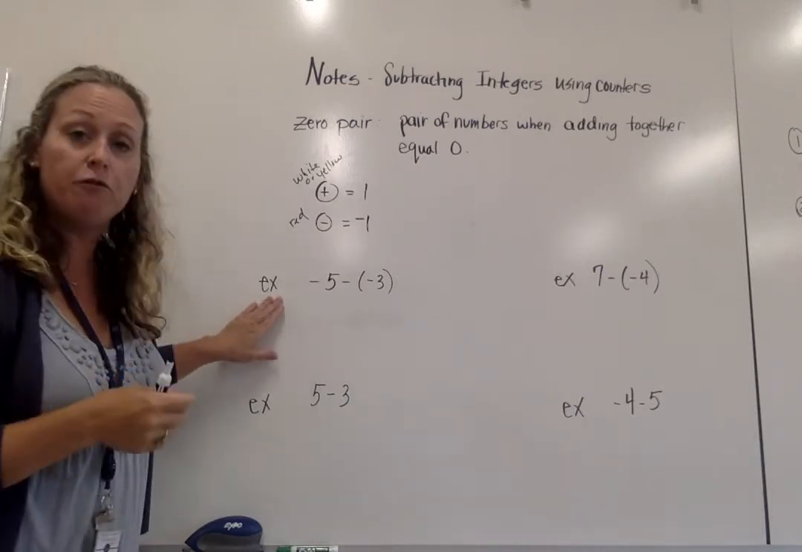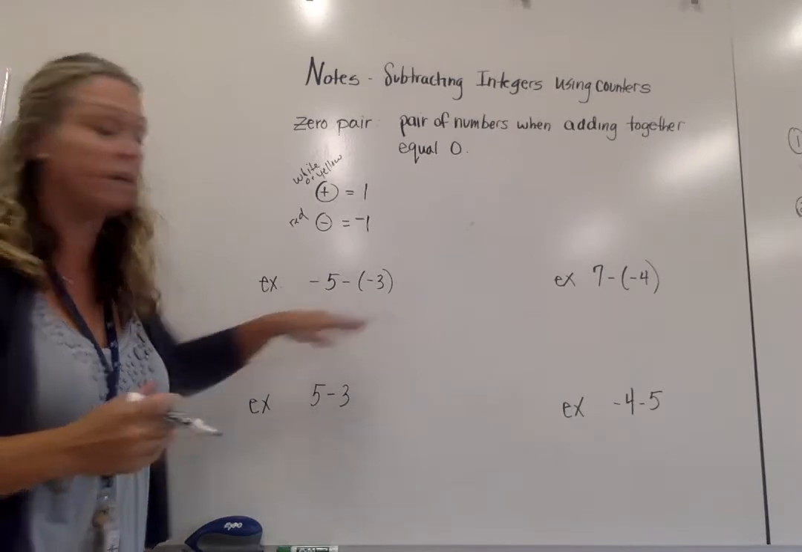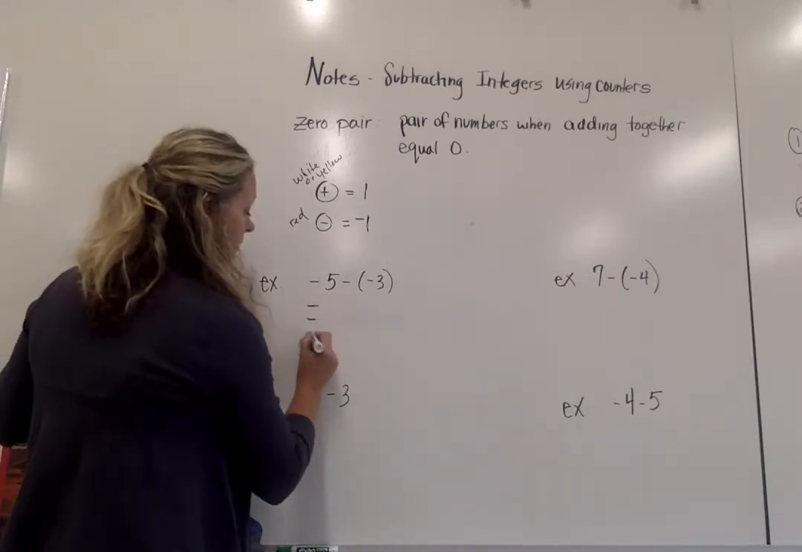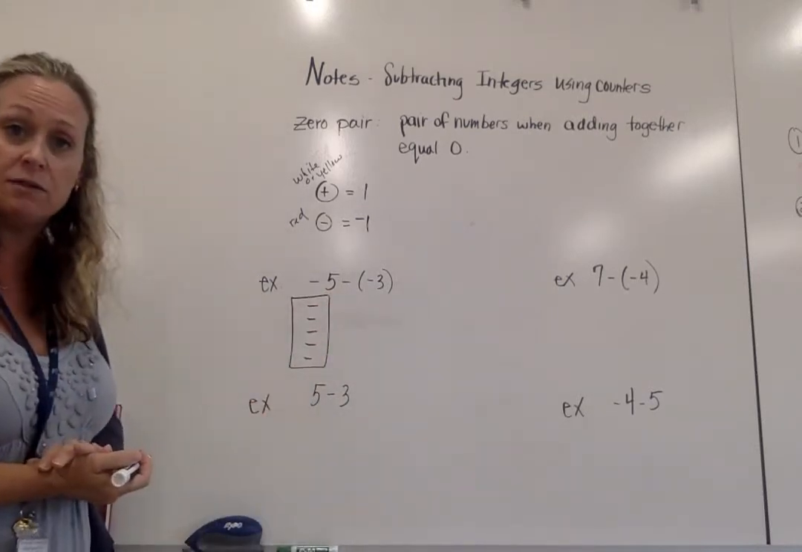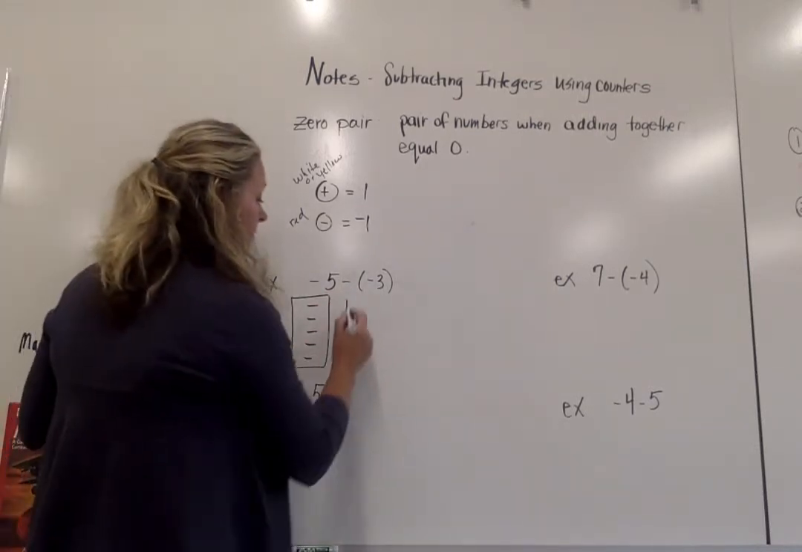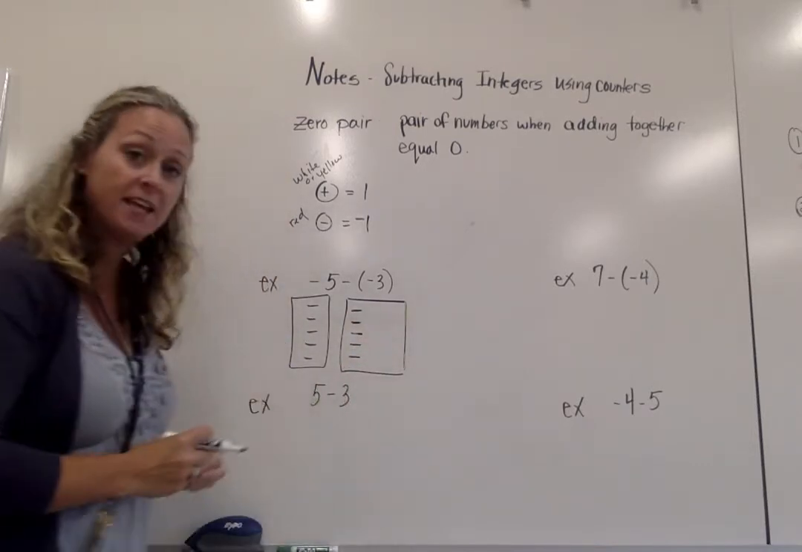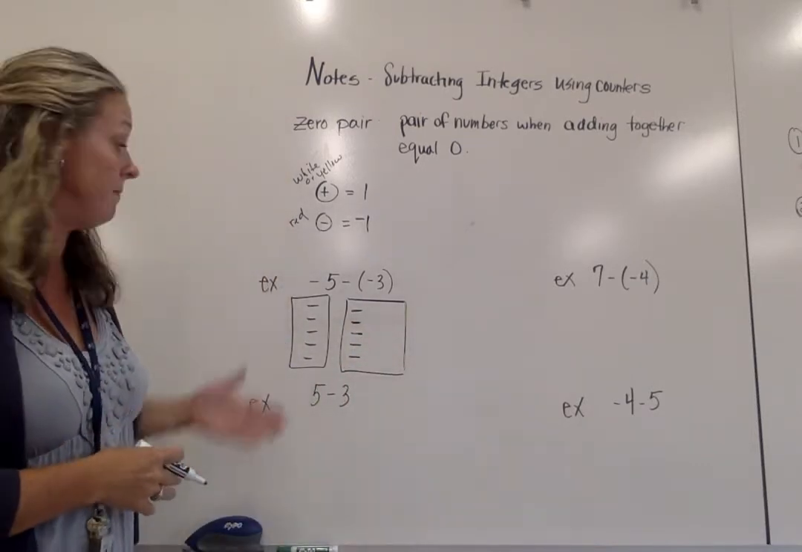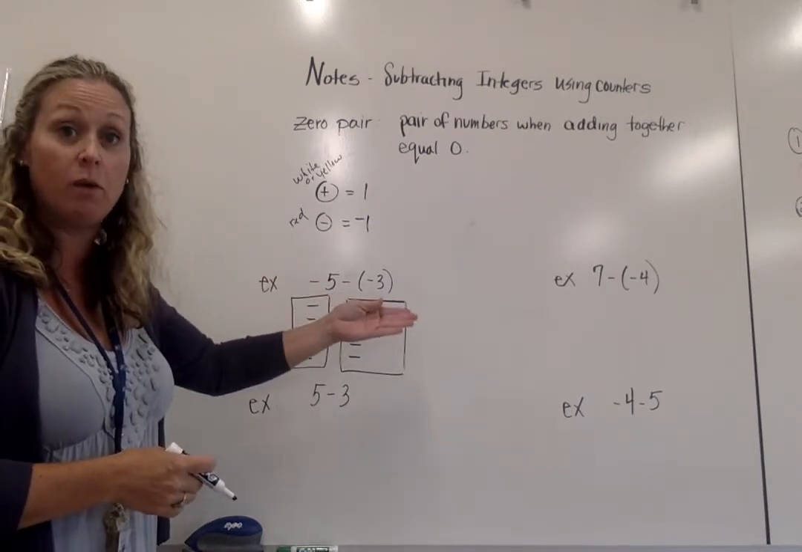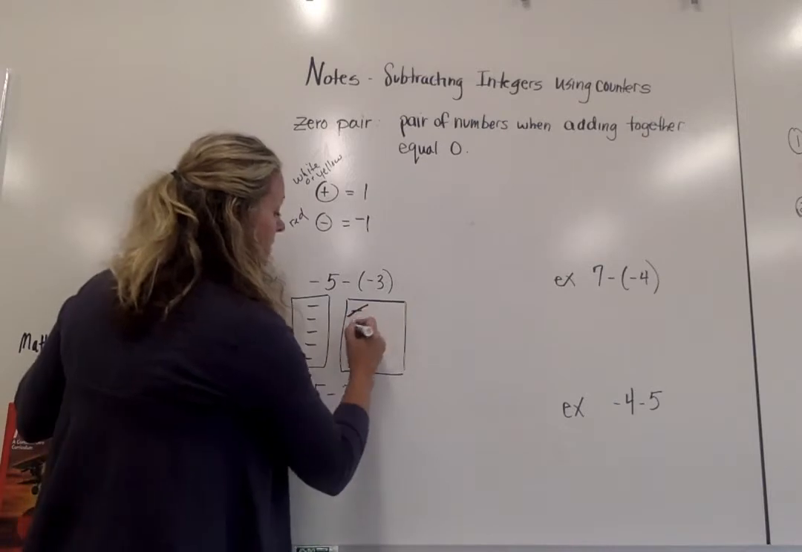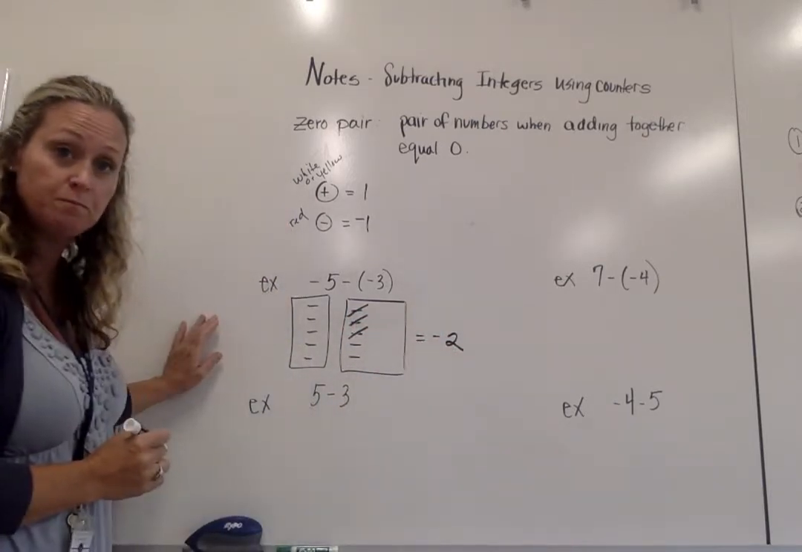If we look at the first example, it says -5 and I want to take away 3 negatives. So I simply model that I have 5 negatives. In the next model, I model that I have 5 negatives, but I take away 3 of them, because this problem is saying I have -5 and I want to take away 3 negatives. So I simply take away 3 negatives for an answer of -2.